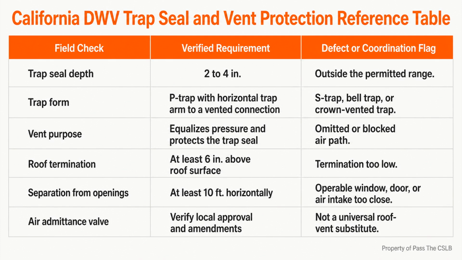Suppose a 2-inch branch drain runs 24 feet. At 1/4 inch of fall per foot, the total fall is 6 inches. That is a simple supervision calculation, but it catches real coordination problems.